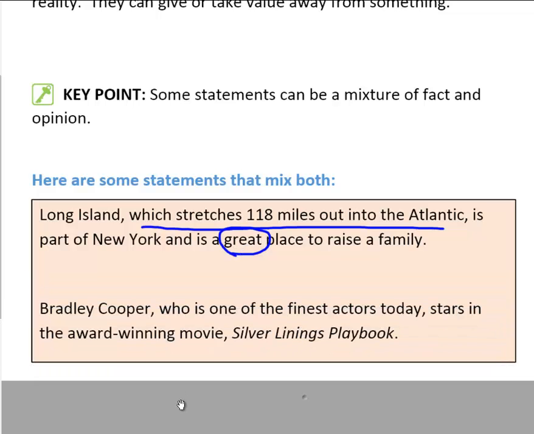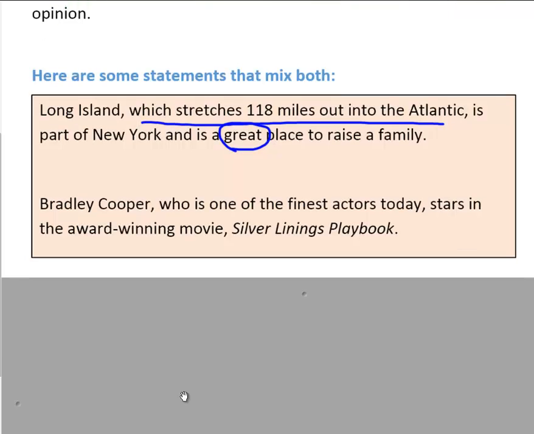Let's take a look at another one. Bradley Cooper, who is one of the finest actors today, stars in the award-winning movie Silver Linings Playbook. Do you see which part of the statement is fact and which part is an opinion? We can prove that Bradley Cooper starred in the movie Silver Linings Playbook. We can also prove that the movie won many awards. But right here, that's one of those value words, finest. My definition of a fine actor and your definition of a fine actor may be different. So we can't prove that Bradley Cooper is a fine actor because of that value word. So that statement is another example of a mixture of both.